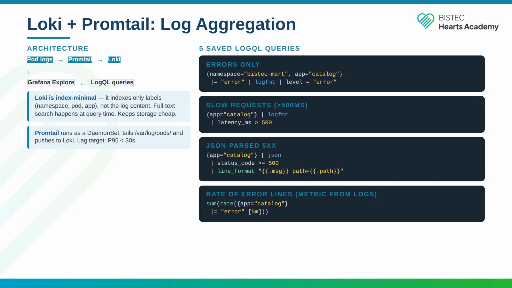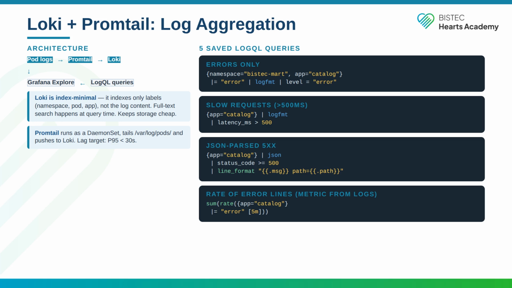Loki is a log aggregation system designed for cost efficiency. Unlike Elasticsearch, Loki indexes only labels, namespace, pod name, app name, not the log content. Full text search runs at query time by scanning through compressed log chunks. This keeps storage costs an order of magnitude lower.